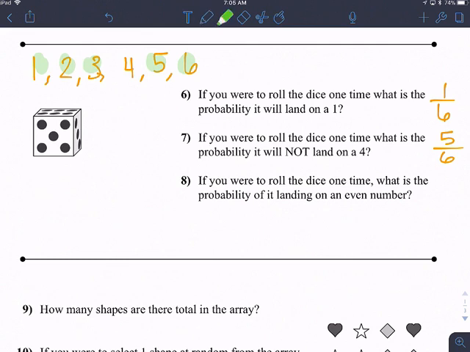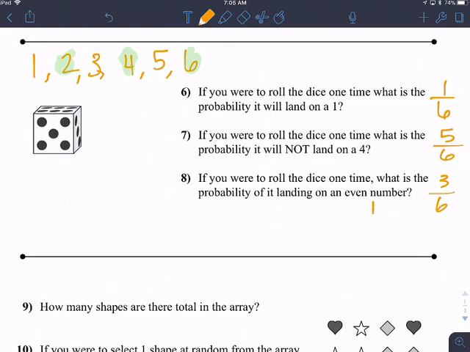All right, and then what is the probability of it landing on an even number? Well, my even numbers are 2, 4, and 6. So that's 3 out of 6, or I could simplify that, divide by 2, and get 1/2.